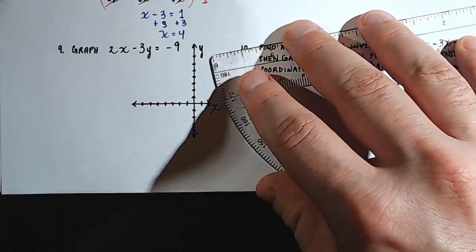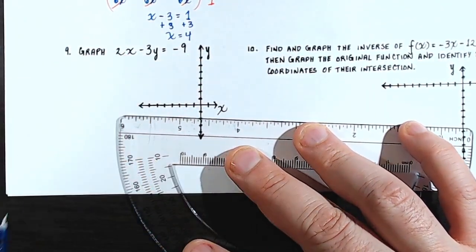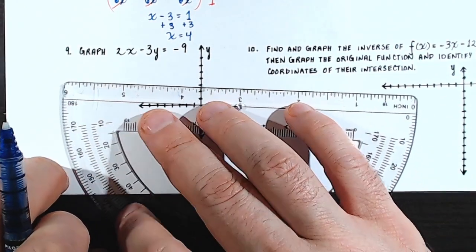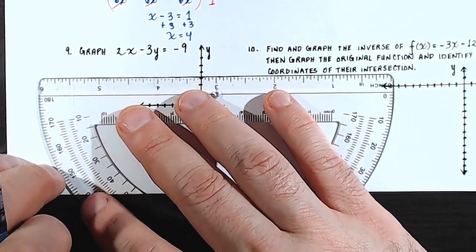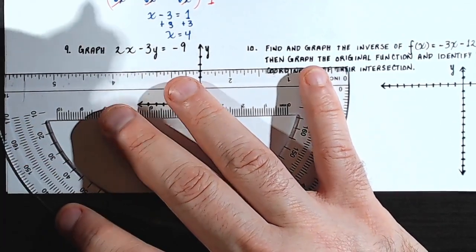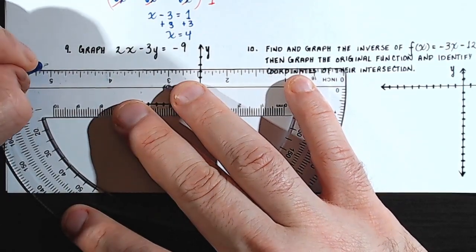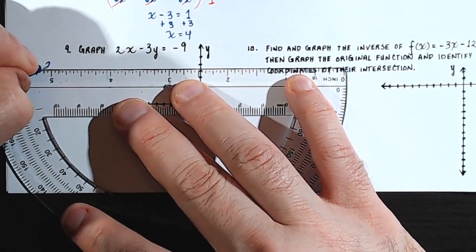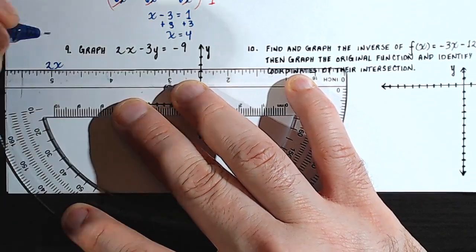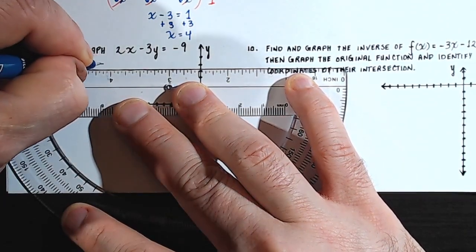Number 9. Graph 2x minus 3y equals negative 9. Remember, this is standard form, ax plus by equals c, where a, b, and c are whole numbers and a is positive. So that's standard form equation of a line. But we don't really care about that. We care about getting y by itself. So I just need to solve for y. 2x minus 3y equals negative 9.